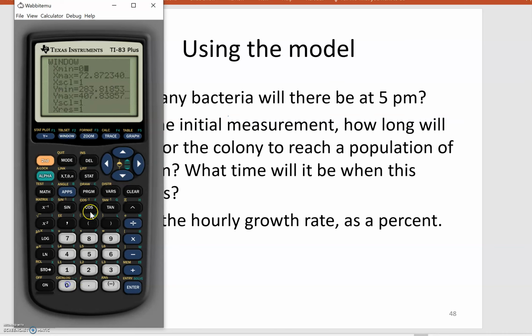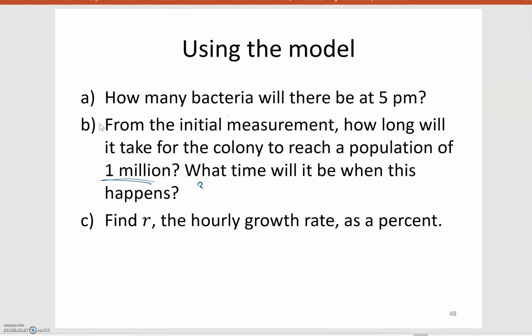So let's go to 40 and zoom fit. And now we have a nice intersection, which is 34.54 hours. Right, that's what that is, 34.54 hours.